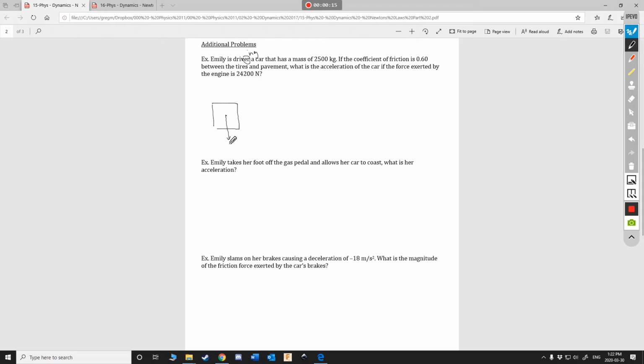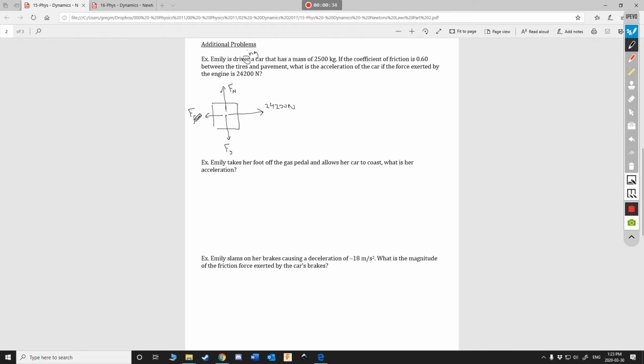We have force of gravity downwards. We have normal force upwards. So this car is not falling through the pavement. It's being supported by the road, so we know normal force is equal to force of gravity. There's also some applied force. That's that 24200 newtons. And there's some friction force that's slowing this thing down.